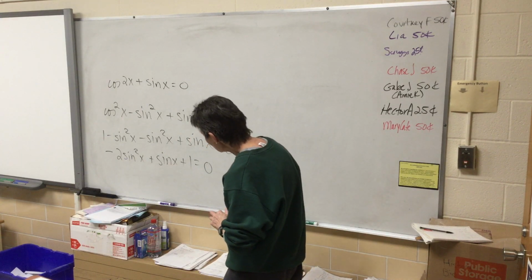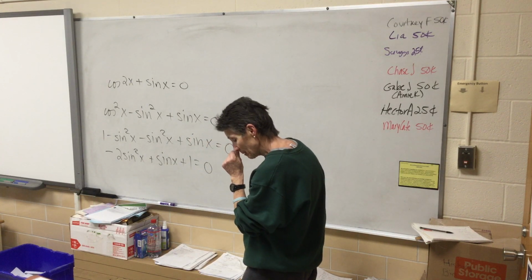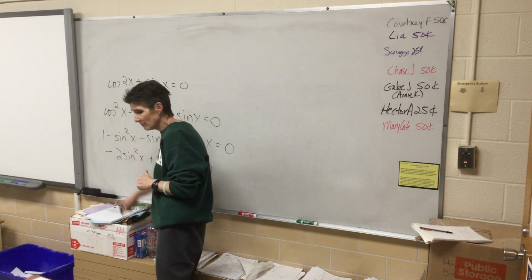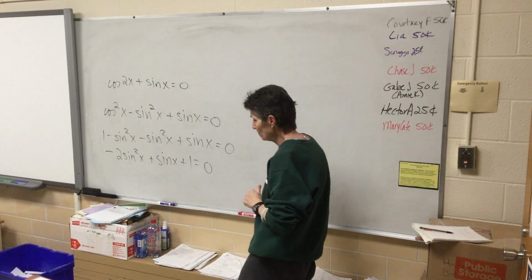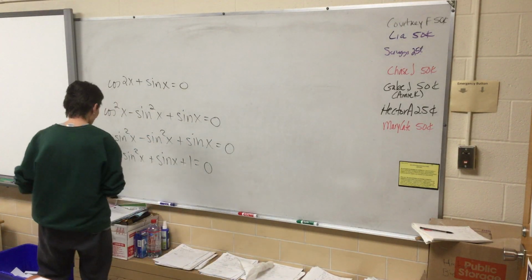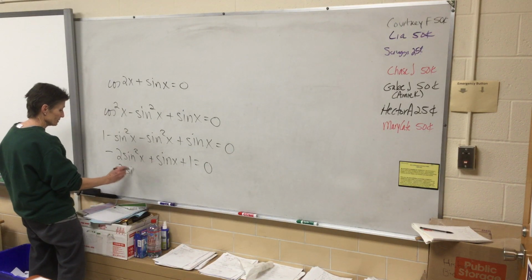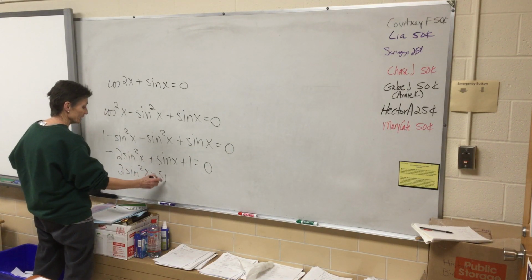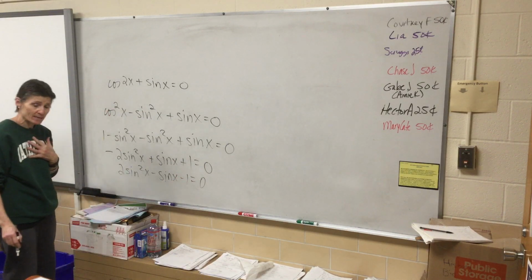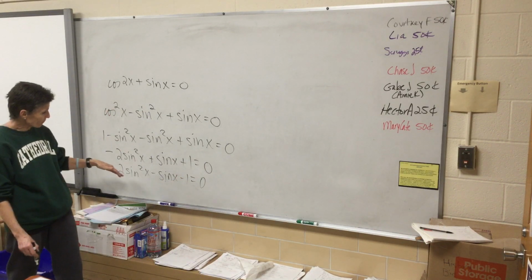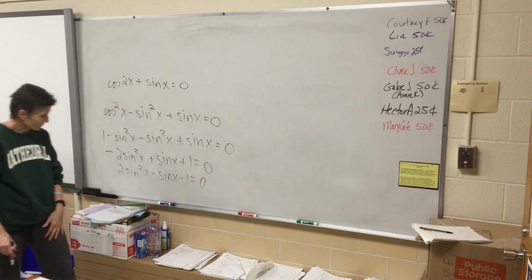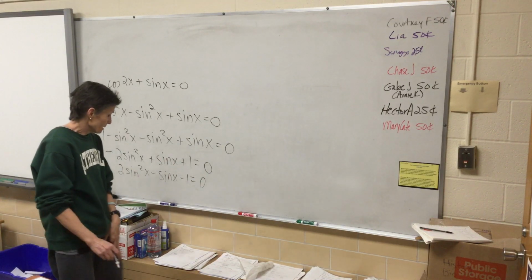Somewhere in my life, I developed an aversion to having a negative x squared term. So I'm going to divide everything by -1. Perfectly legal, not necessary. It's necessary for me, but it's not necessary for everyone. I'm going to divide everything by a -1.